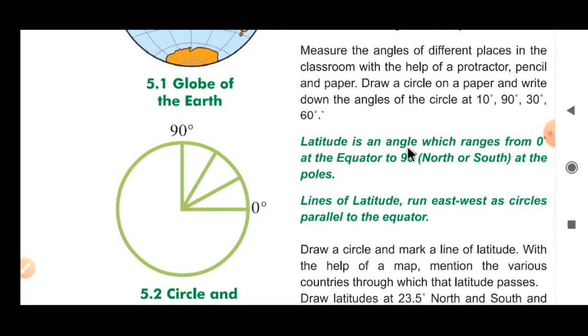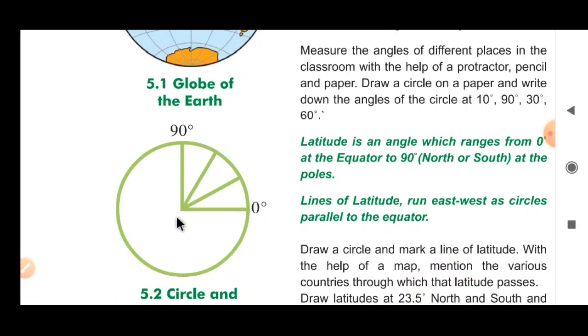Latitude is an angle which ranges from 0 degree at the equator to 90 degree north or south at the poles. So here on the upper side there is the North Pole and on the downside there is the South Pole. And equator means the line drawn in between, this line is called the equator. So it is divided into two parts, north part and south part.